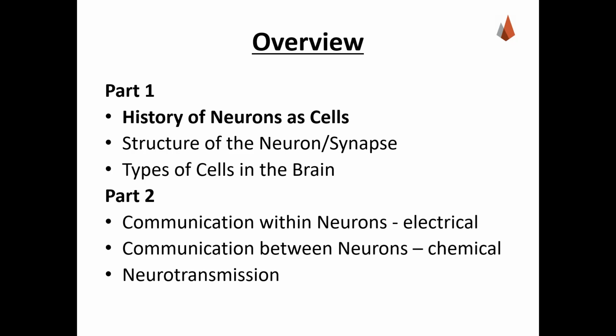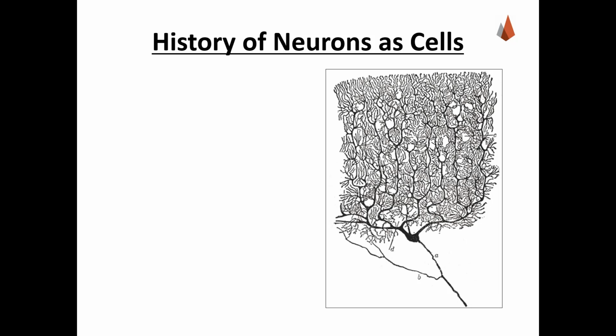In the second half of the lecture, we'll talk about the communication within neurons, which is the action potential, the electrical pulse that travels down the axon. We're also going to talk about communication between neurons, which is the chemical signal that gets released from the axon and connects to the next neuron via the dendrites. Put those two processes together, and you have what's called neurotransmission. This is how we function and communicate and get everything done.